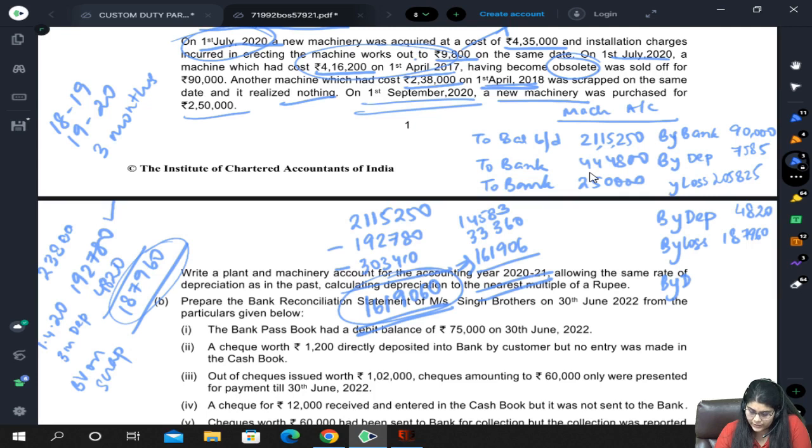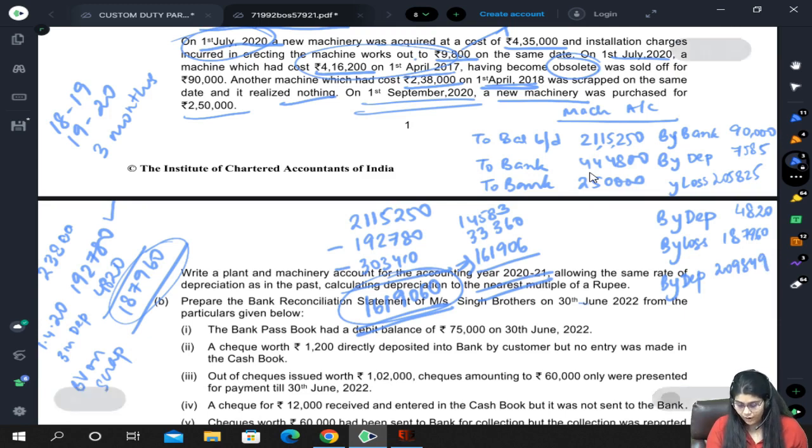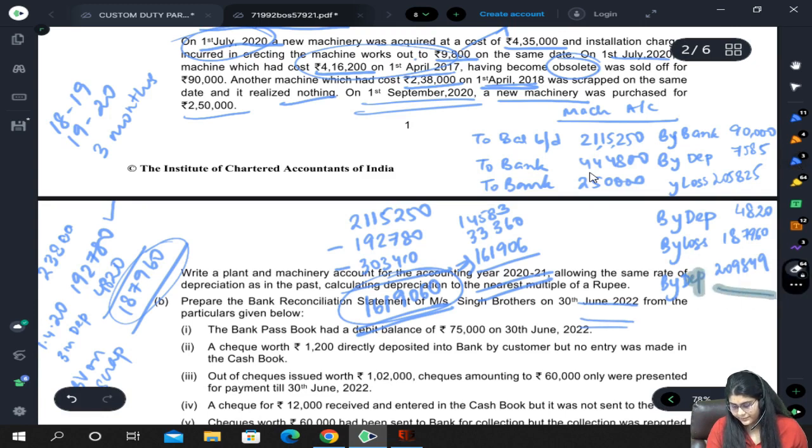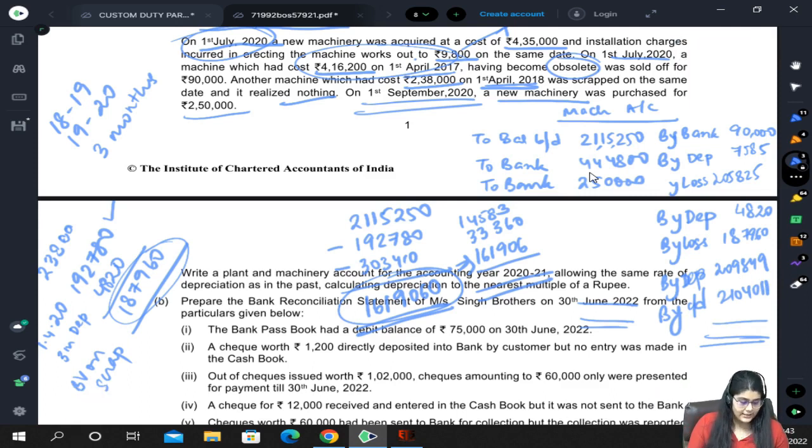So now this total is coming to 14583 plus 33,360 plus 1619060, giving us a total of 209849. Now we have recorded everything. All we have to do is total this up and write the balance. You all can do the balancing. The balance to be carried down should come to 210411. Okay, so that is 2A.